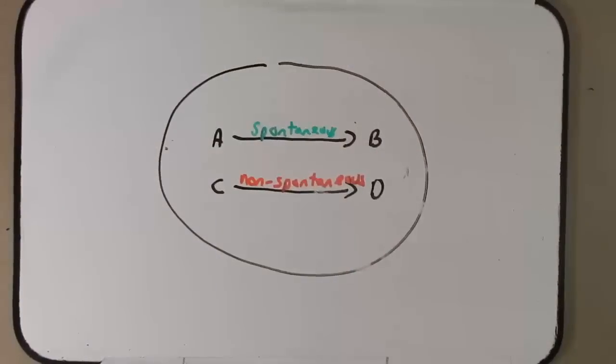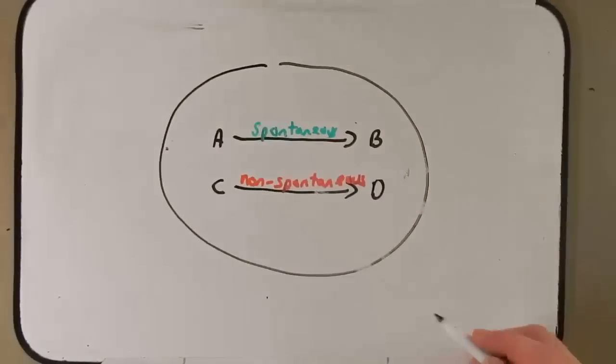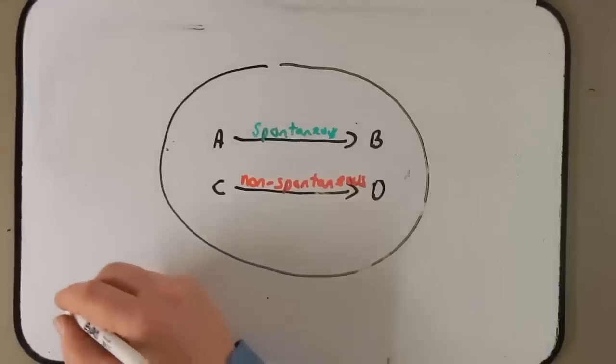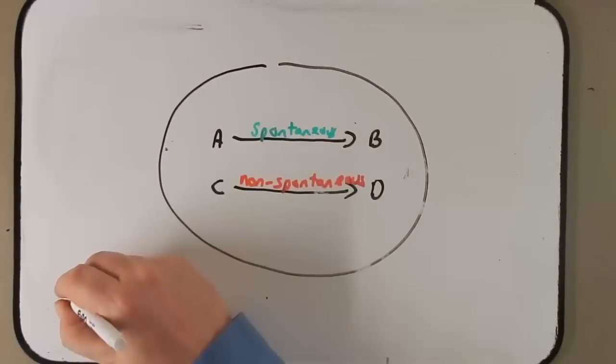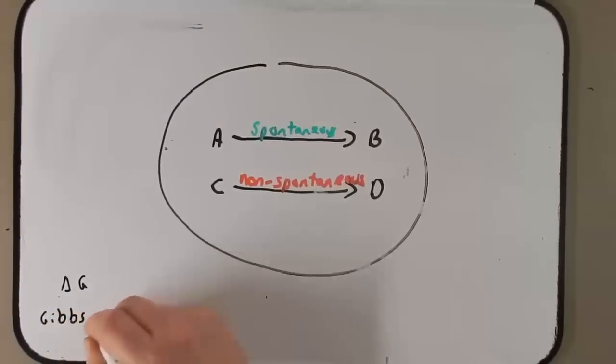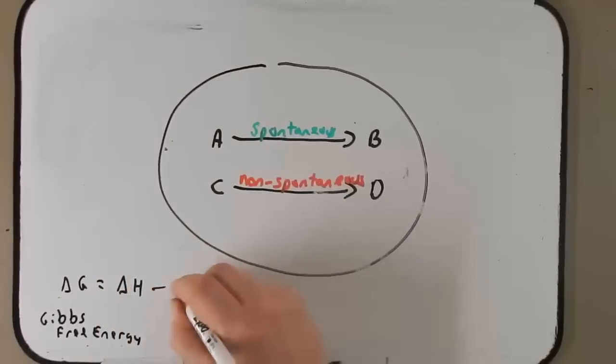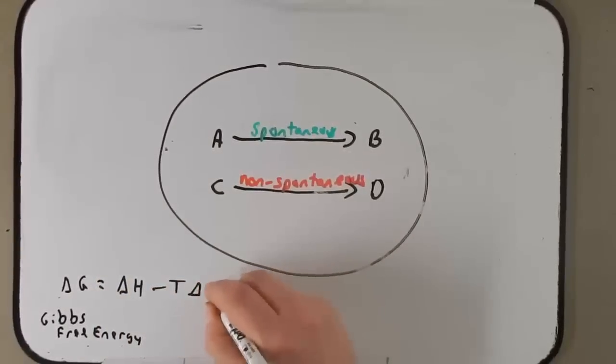So how are we going to determine whether a reaction is spontaneous or non-spontaneous? We're going to determine this by calculating Gibbs free energy. And Gibbs free energy is shown as delta G. I'm going to write Gibbs free energy underneath it so we don't forget. Okay, delta G is equal to delta H subtract T delta S.